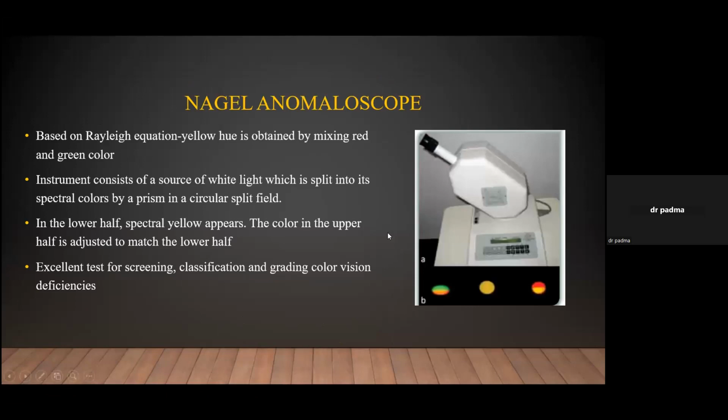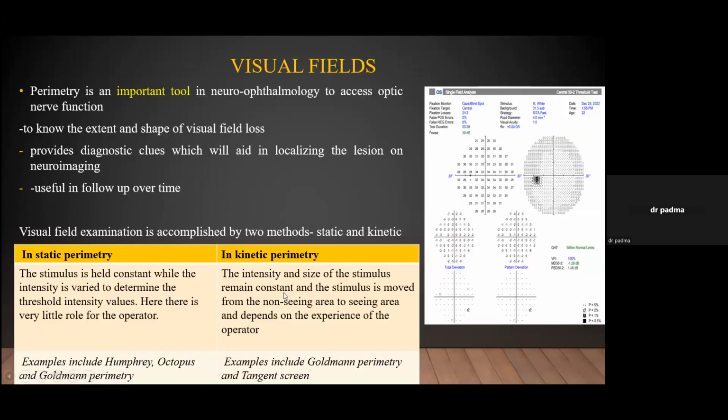So this is the Nagel anomaloscope, which is based on Rayleigh's equation, that a yellow hue is obtained by mixing red and green. The instrument has a light source which is split into spectral colors by a prism into a circular field. In the lower half the yellow appears, and in the upper half the patient has to adjust to match the lower half. So it is an excellent test for screening, classification, and grading of color vision deficiencies.